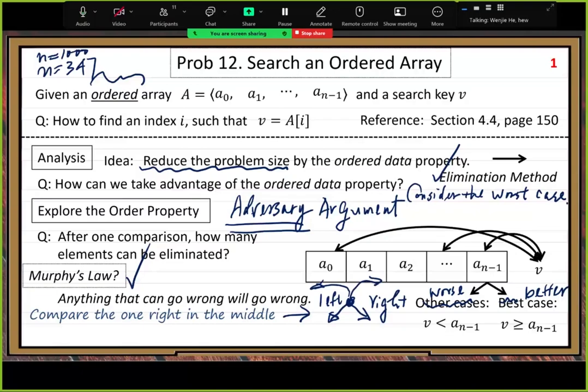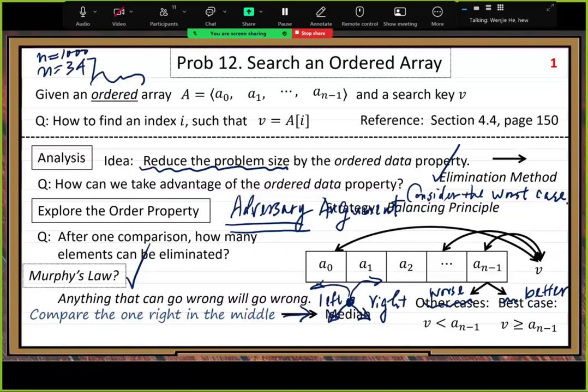Later in our discussion, if I find a similar situation, I will use this adversary argument to help us understand the situation better and make the right decision, targeting the worst case. So let's continue.